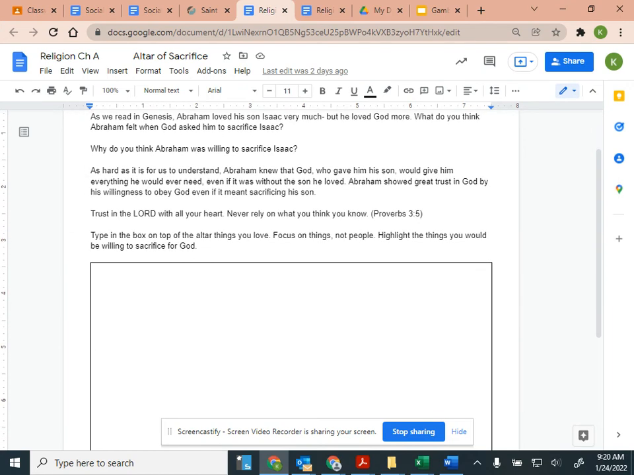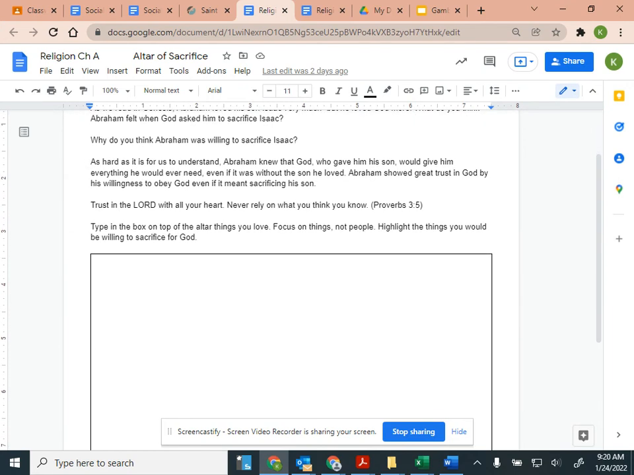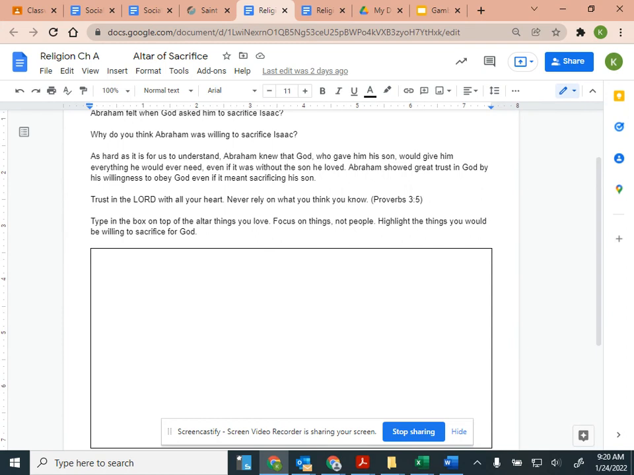As hard as it is for us to understand, Abraham knew that God, who gave him his son, would give him everything he would ever need, even if it was without the son that he loved. Abraham showed great trust in God by his willingness to obey God, even if it meant sacrificing his son. Trust in the Lord with all your heart. Never rely on what you think you know. Trust in the Lord. Even though you think, oh my goodness, this is awful, oh my goodness, I can't live without it, trust in the Lord.